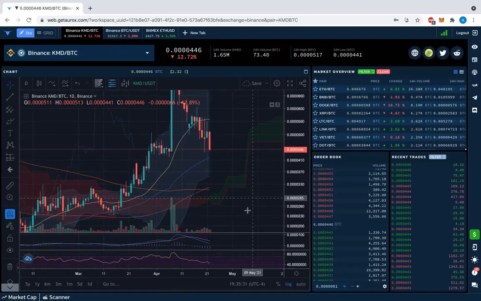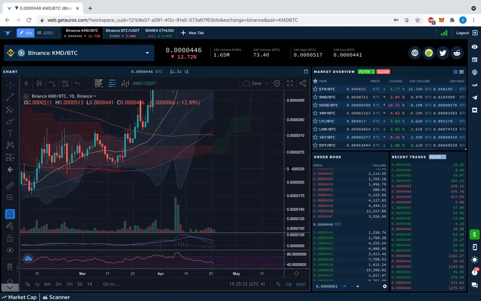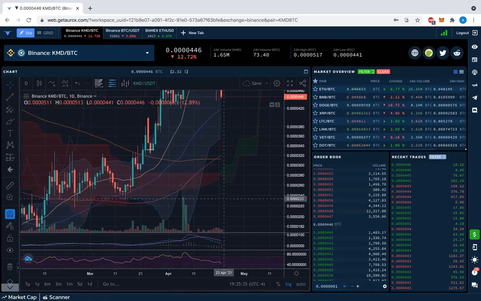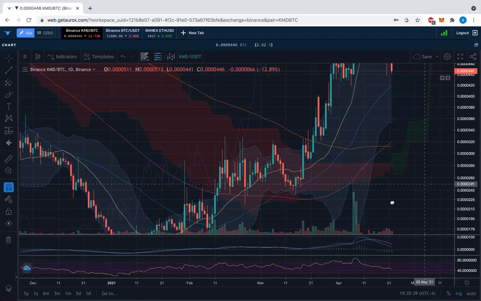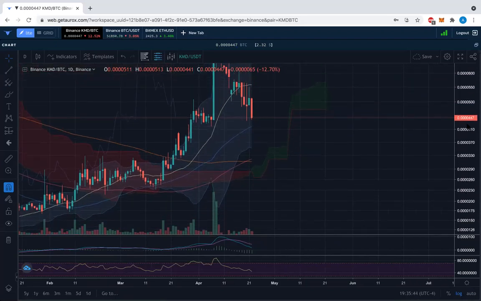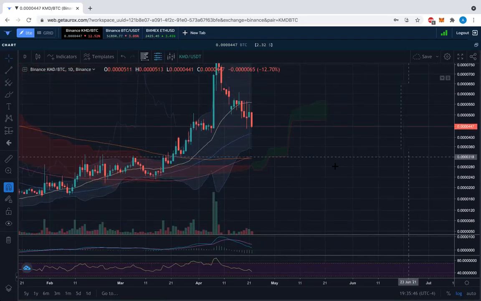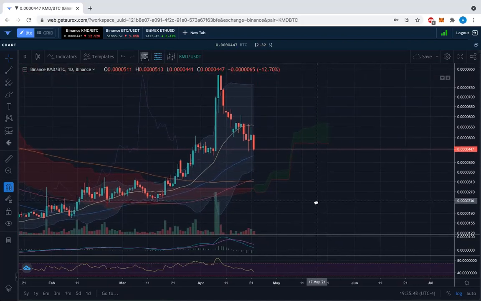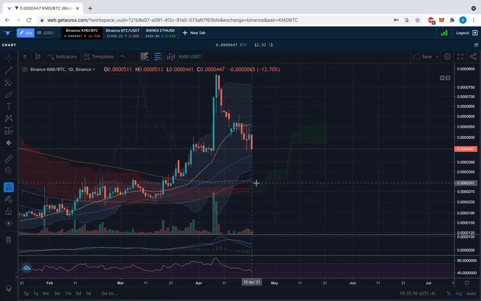Check this out, friends. What is that? Is that a cross of some key moving averages? I mean, these are rough moving averages. I'm not using an exponential moving average or whatever else. They're all kind of moving averages, right? This is just simple. Maybe it is a simple moving average. Like I said, I'm no expert.